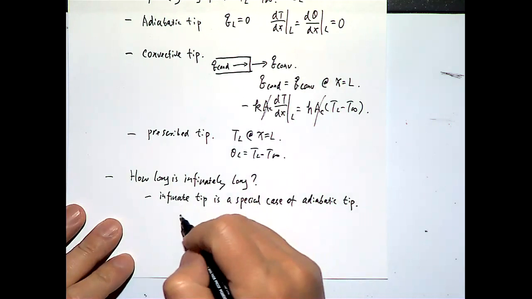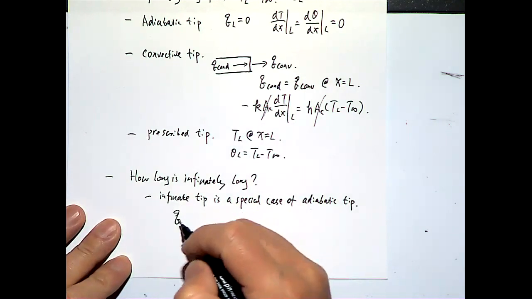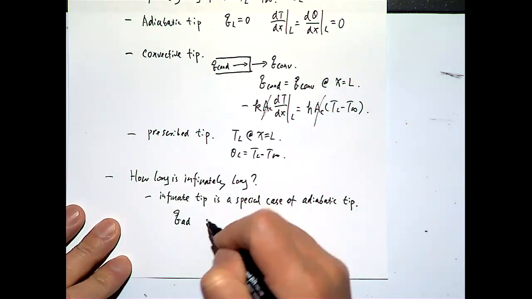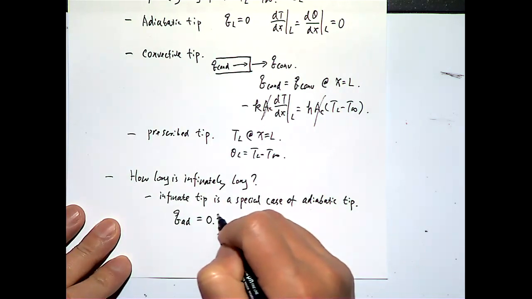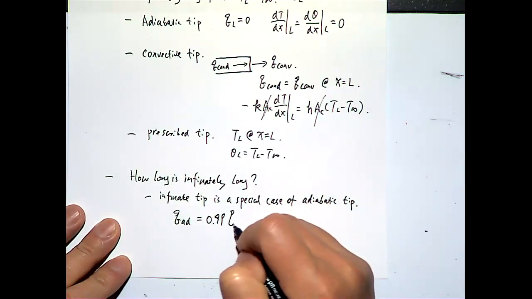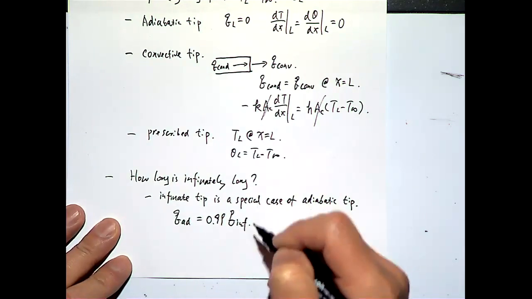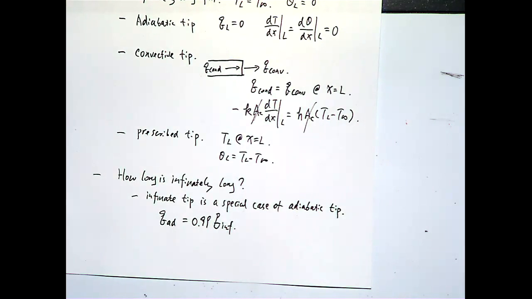So that is saying that the heat transfer by an adiabatic tip equals 99% of the heat transfer of the infinite fin. Because one has no length limit, infinitely long, and this one has a length, I can say this length is effectively infinitely long.